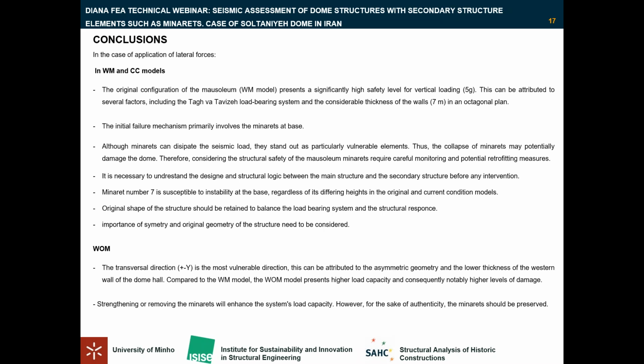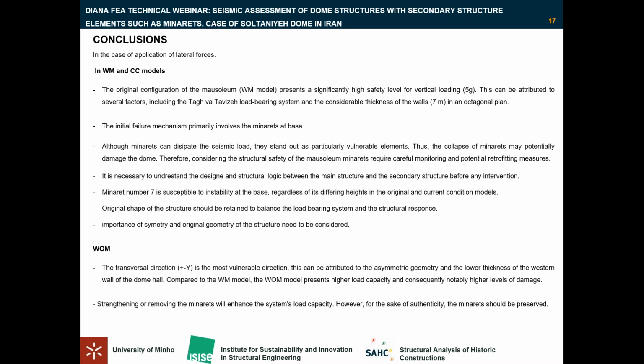The initial failure mechanism primarily involves the minarets at the base. Although minarets can dissipate the seismic load, they stand out as particularly vulnerable elements in the structure. Thus, the collapse of minarets may potentially damage the dome. Therefore, considering the structural safety of the mausoleum, minarets require careful monitoring and potential retrofitting measures.